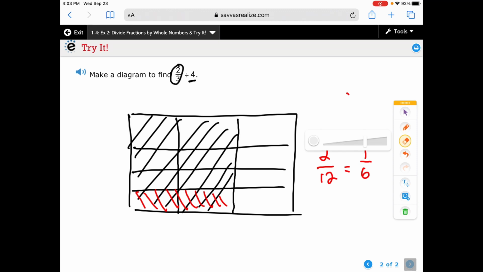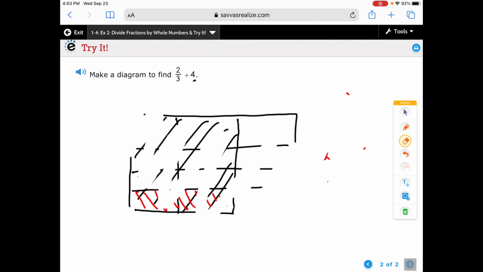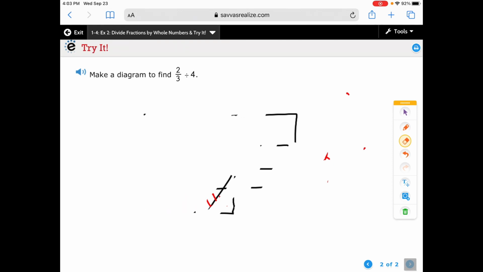Now what we can also do, let's erase this, is just do it mathematically, which we'll probably choose to do rather than drawing a diagram, but just to give you a visual of how division of fractions works, I'm going to go through that right now.